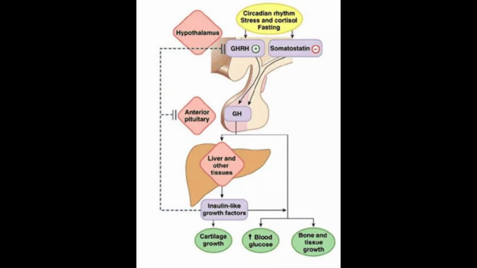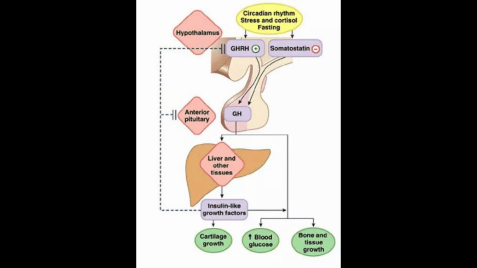Remember ghrelin, it is a peptide that is synthesized by epithelial cells in the fundus of stomach. It is produced in smaller amount in hypothalamus, pituitary, kidney and placenta. It promotes the secretion of growth hormone by stimulating somatotroph directly.